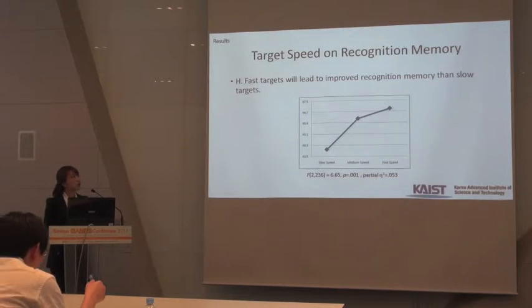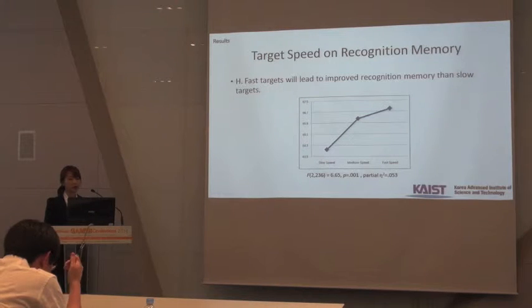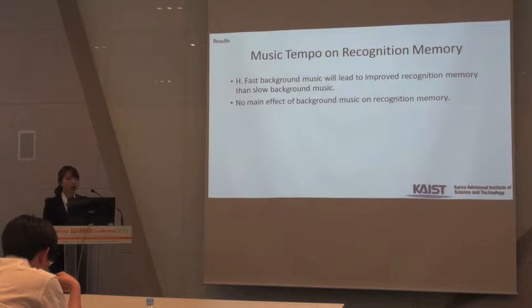Also significant was the main effect of target speed on recognition memory. Recognition memory was most correct when target speed was fastest, followed by medium, and worst when target speed was slowest, as predicted in hypothesis 2. But does this mean that background music has no effect on cognitive processing? The next slide will tell you something else.